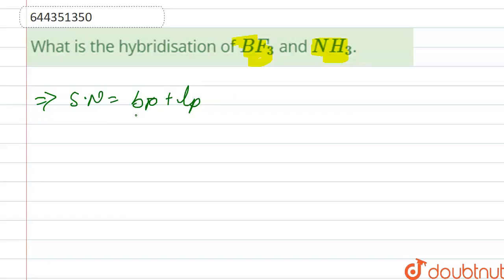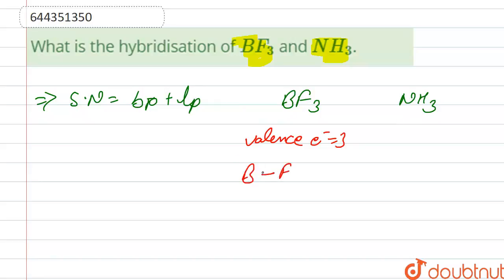If we have to calculate the bond pair and lone pair, the compounds we have are BF3 and NH3. So here we know that the valency of boron is 3, meaning the valence electron is 3, and here it is bonded with fluorine like this. So 3 bonds and no lone pair available. So the steric number for BF3 is bond pair, that is 3, lone pair is 0, so it is equal to 3, and its hybridization is sp2.